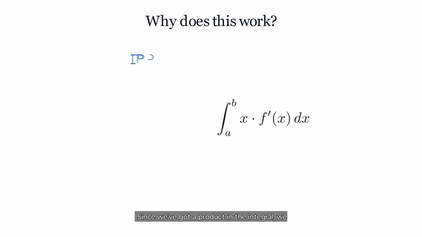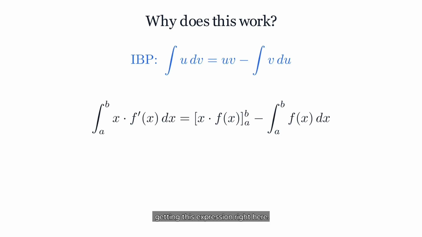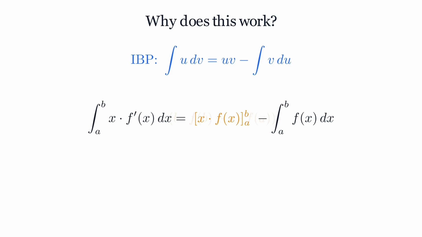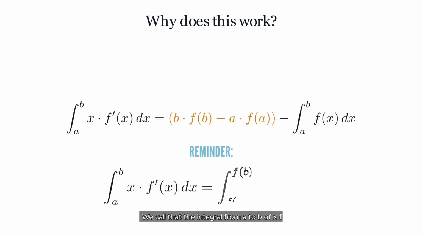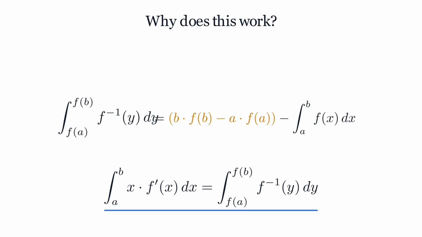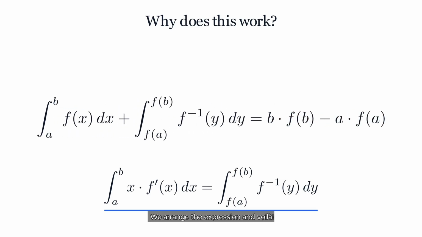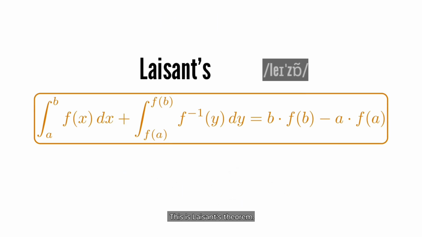Since we've got a product in the integral, we are going to do integration by parts, thus getting this expression right here. Recall that the integral from a to b of x f prime of x dx is equal to the integral from f of a to f of b of the inverse of f of y dy. Rearrange the expression and voila! This is Laisant's theorem.